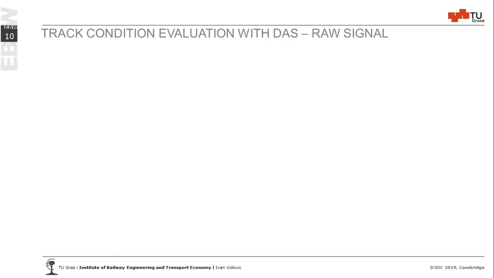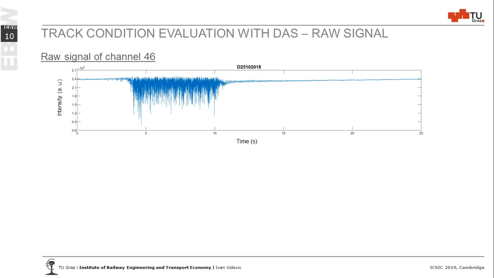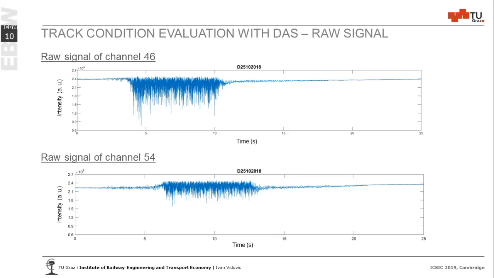So can we see this in the DAS signal? First of all, the raw signal of channel 46 with the bad track condition. You can see here, before the train approaches, it is a steady signal, and as the train approaches and is present in the channel, you can see that zigzag pattern. So what does it mean? Compared with channel 54, it is different, but what's the difference? Has it something to do with the track condition?